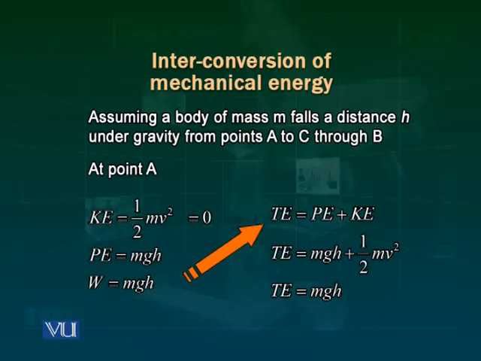At A, the kinetic energy, KE, is equal to half mv squared. However, as the velocity is 0, the kinetic energy at that point would be 0. The potential energy at point A would be equal to mgh. So the total energy would be the sum of kinetic energy plus potential energy, which is mgh plus half mv squared. Half mv squared, as already stated, is 0. Therefore, the total energy is equal to mgh, which is the potential energy of the system at point A.